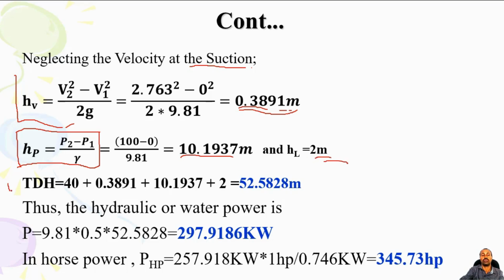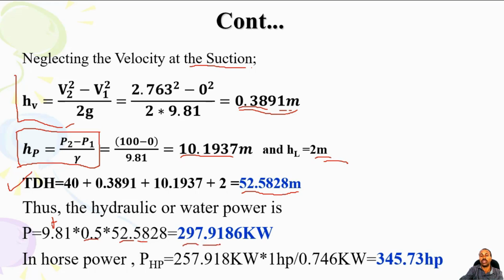So you can calculate now the total dynamic head, which is 40 plus 0.3891 plus 10.1937 plus 2, and we get this result. So the total hydraulic or water power is given by ρgQH, so we can take γ, the unit weight of water. The γ of water is 9.81 kilonewton per cubic meter. Then you substitute γ times Q times H, so we have 0.5 cubic meter per second times H. Then we get this is the power.